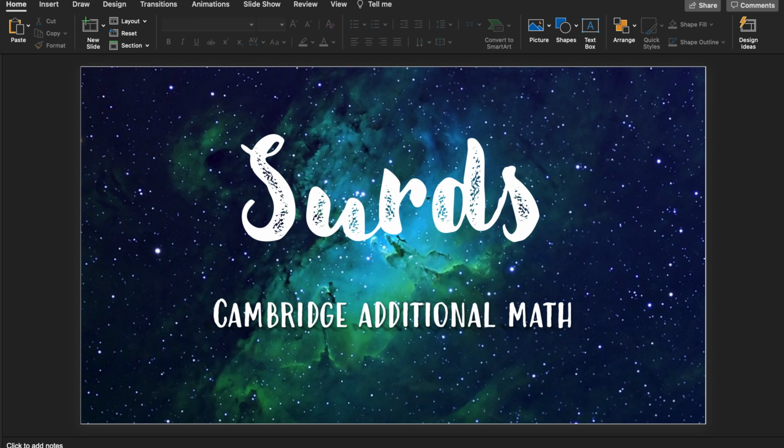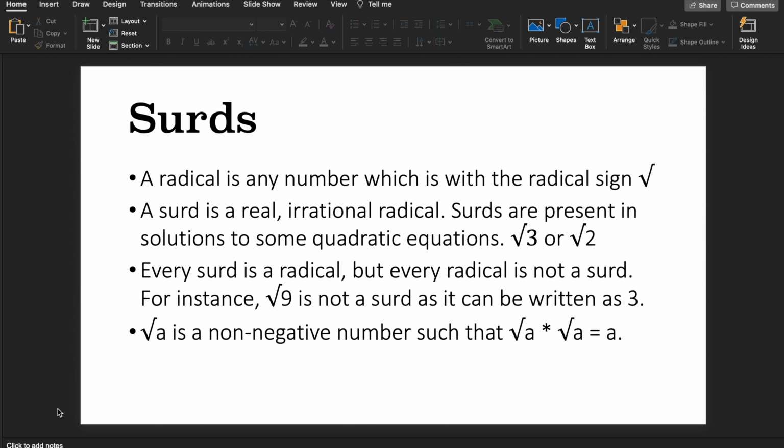The next topic in additional mathematics is surds. A radical is any number with the radical sign, meaning the number must be under the radical sign. A surd is a real irrational radical. Surds are present in the solutions to some quadratic equations. So it could be root 3.